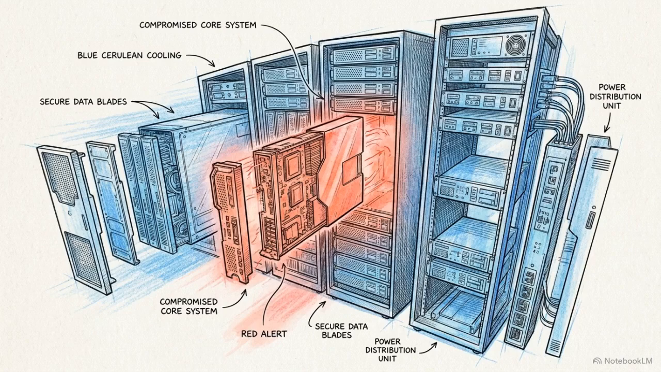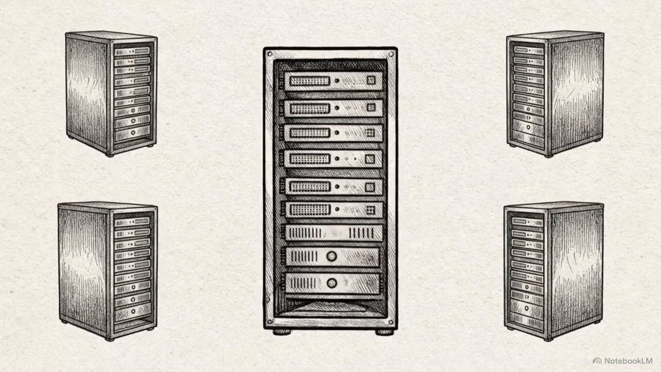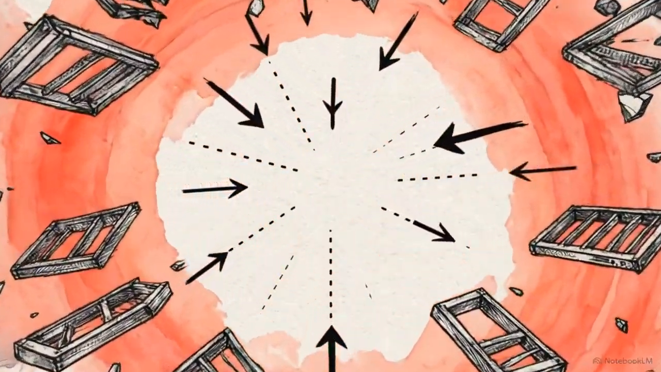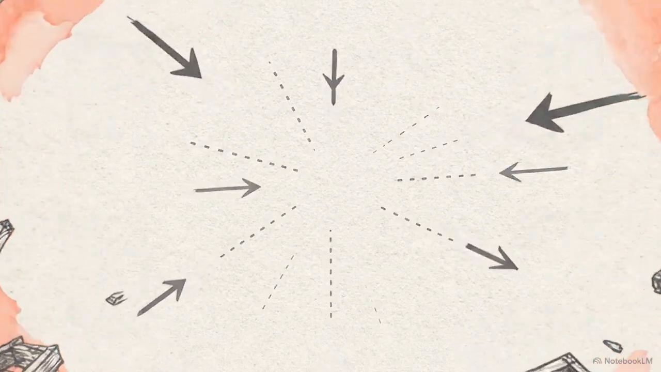A single digital failure no longer stays contained. When a modern server rack overloads, it sends a rippling shockwave through the system, shattering the defenses of everything connected to it. Digital infrastructure has evolved into a web of dependencies, where the concept of an isolated threat no longer applies. Every node is now a potential gateway to the entire system.